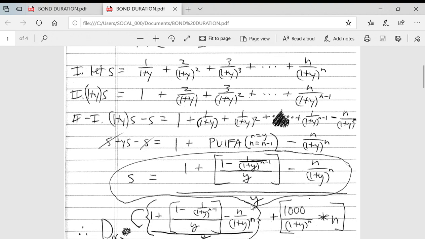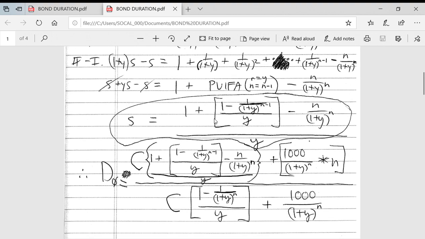I'm now going to divide both sides by y. So down here I have ys divided by y is s. Then I have this whole thing divided by y. That's down here in this funny looking kind of heart-shaped thing. But notice I have 1. And then this PVIFA is 1 plus 1 over 1 plus y to the n minus 1, because that's the value for n. Kind of weird, but you see what I mean, over y, minus this last term, all over y. That's s.